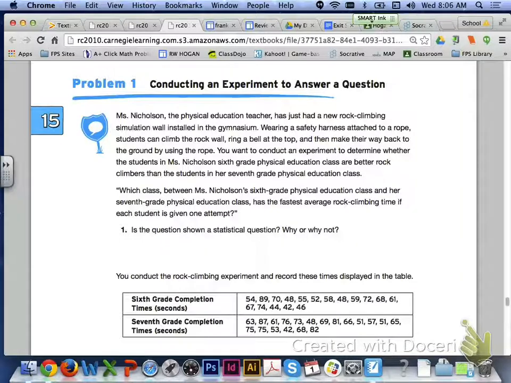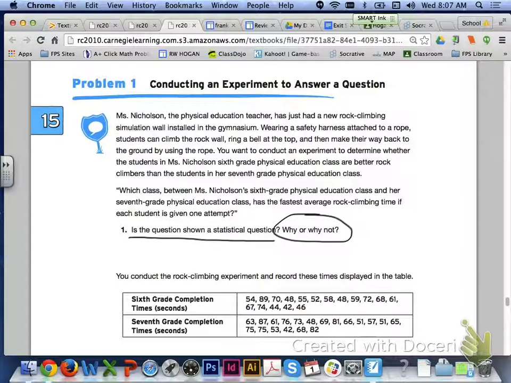You want to conduct an experiment to determine whether the students in Miss Nicholson's 6th grade Phy-Ed class are better rock climbers than the students in her 7th grade Phy-Ed class. Which class between Miss Nicholson's 6th grade Phy-Ed class and her 7th grade Phy-Ed class has the fastest average rock climbing time if each student is given one attempt?